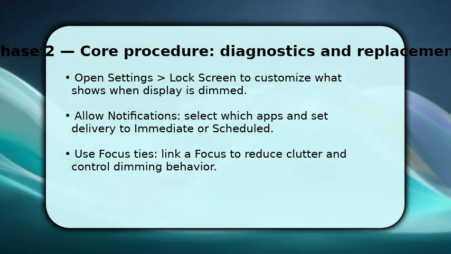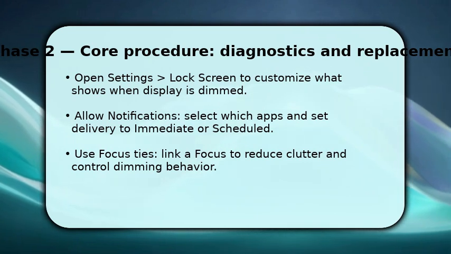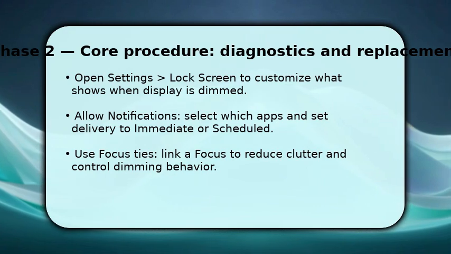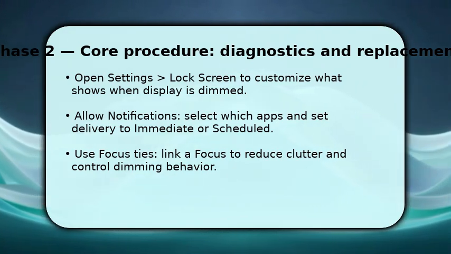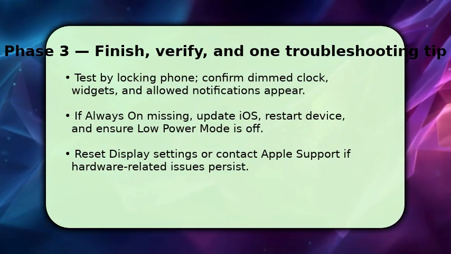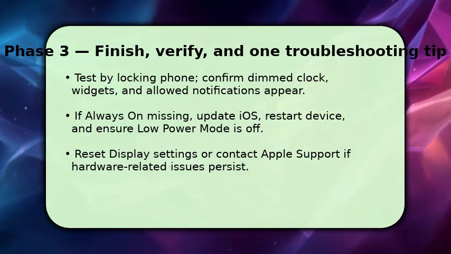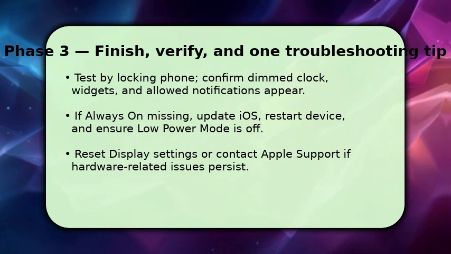Connect a focus profile to the lock screen if you want different behavior during work versus personal time. These steps balance visibility with battery life and reduce annoying wake-ups. Finish by locking the phone and observing the dimmed lock screen. You should see a reduced clock, chosen widgets, and permitted notifications.